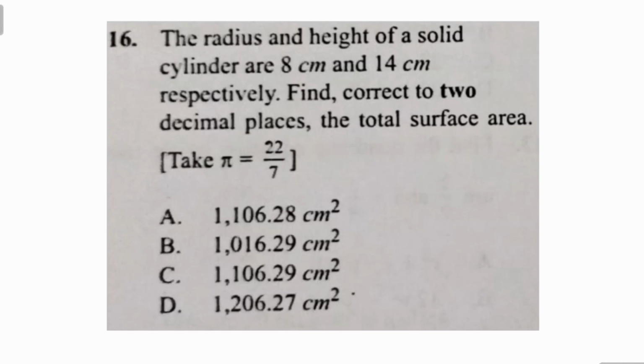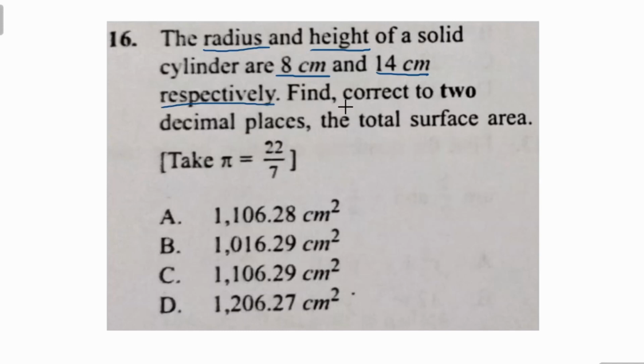So let's take question 16 and it reads: the radius and height of a solid cylinder are 8 centimeters and 14 centimeters respectively. Find correct to 2 decimal places the total surface area. Let's first start by underlining the key facts from this question. The key facts I would like us to underline are that the radius is 8 centimeters and the height is 14 centimeters because of the word respectively here.